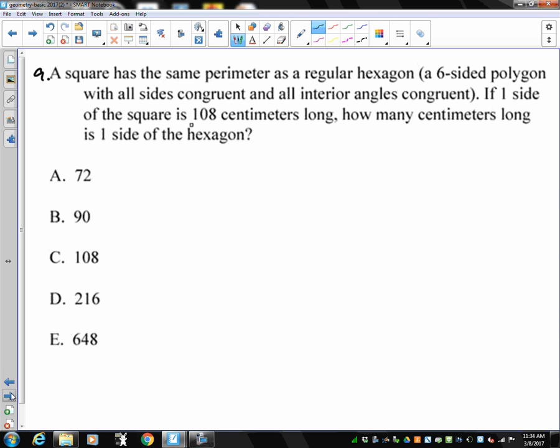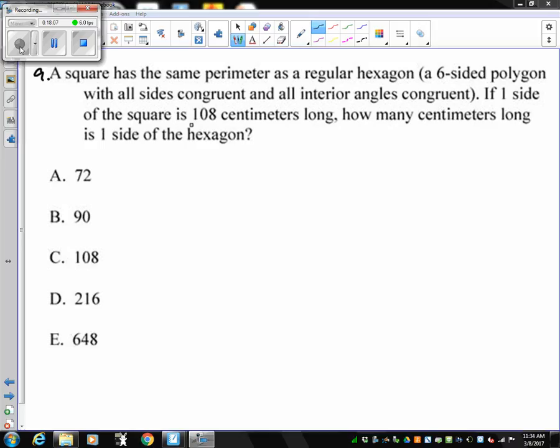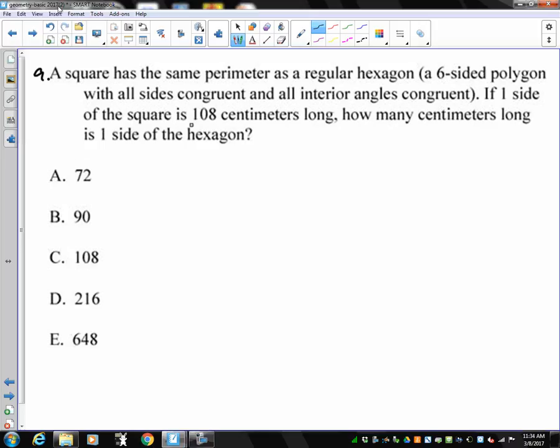Okay, on number 9, it says a square has the same perimeter as a regular hexagon, and it gives you a hint here that that's a six-sided polygon with all sides congruent and all interior angles congruent. We mentioned that probably yesterday. If one side of the square is 108 centimeters, how many centimeters long is one side of the hexagon?